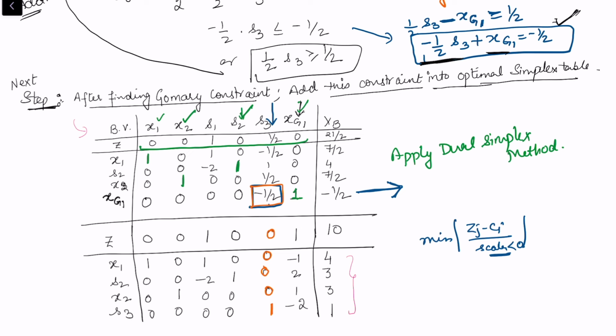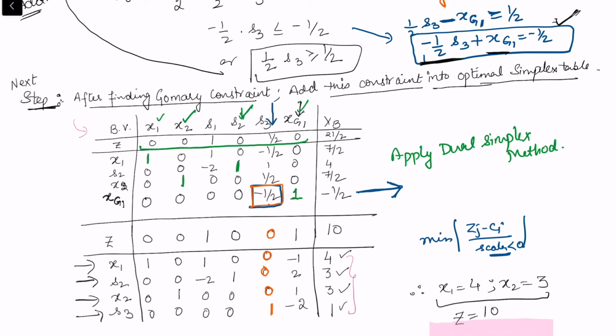Now notice that x1 is 4, x2 is 3, and s3 is 1. So we can see that x1 is 4 and x2 is 3. Both of them are integers and z corresponding to them is 10. So this gives us the integer programming problem optimal solution, as both of them are integers.